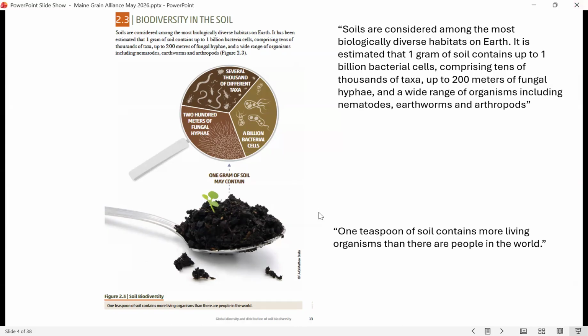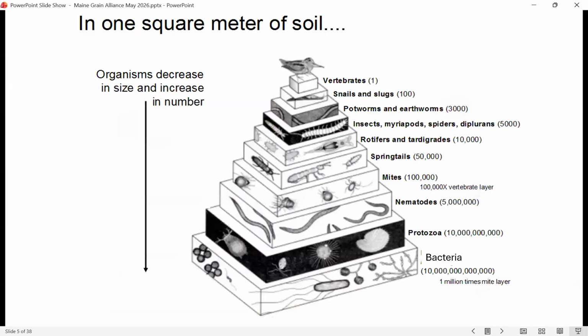Or you can think of one teaspoon, and a teaspoon is actually several grams. It's much more than a gram. This contains more living organisms than there are people in the world. So billions of organisms. That's mind-blowing, and that's also a reason why we should protect our soils. When we start thinking of our soils as living, I think that gives incentive to protect, because we want to protect living things and take care of them.